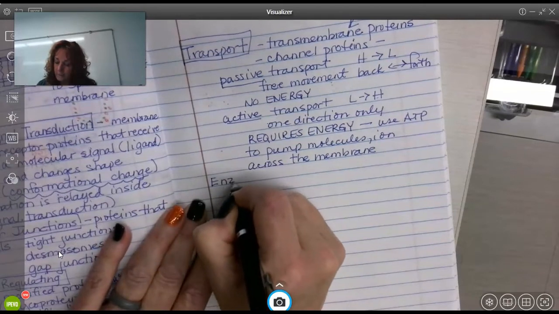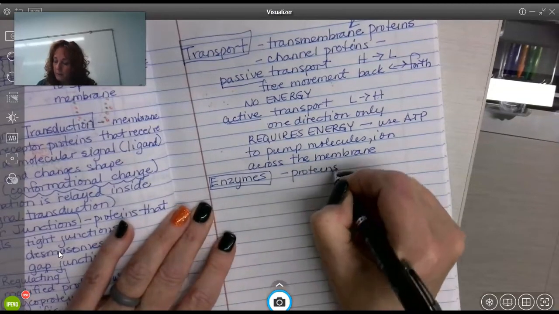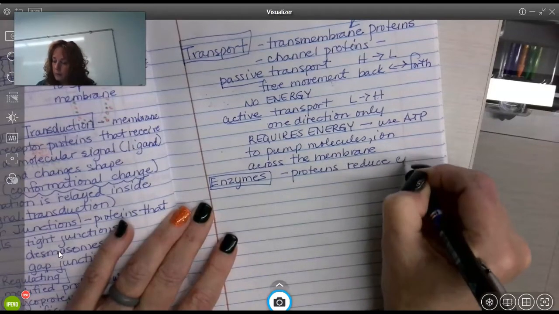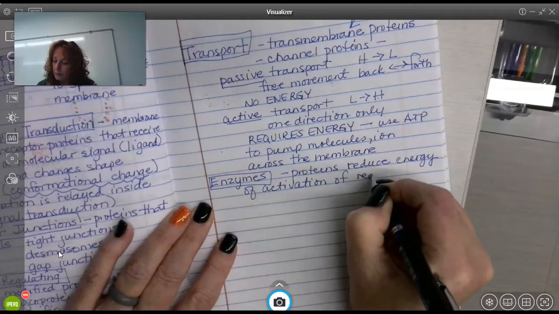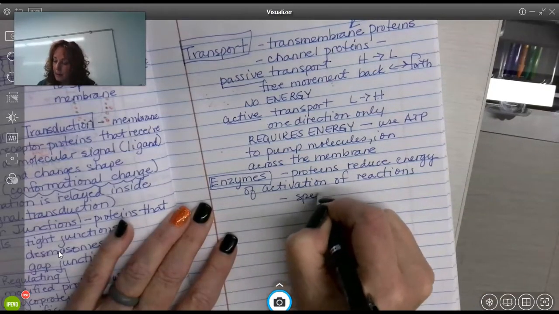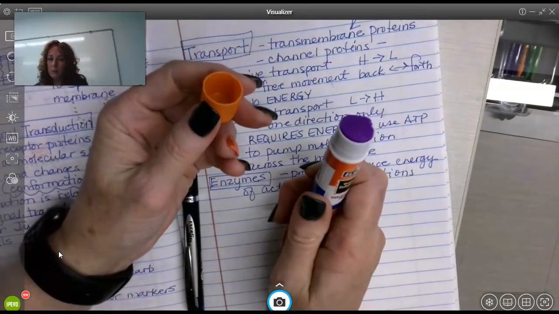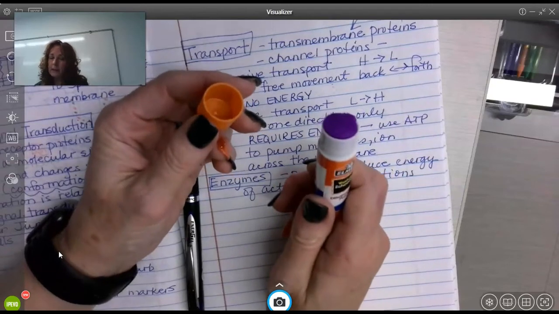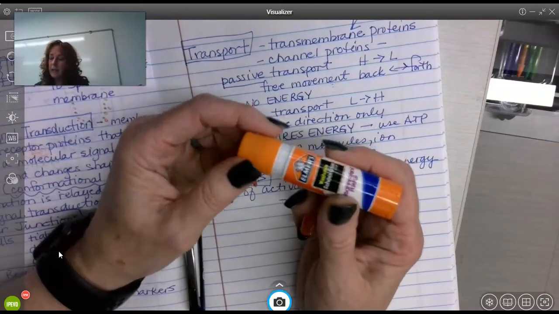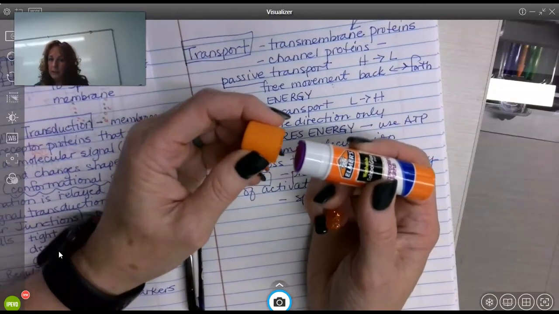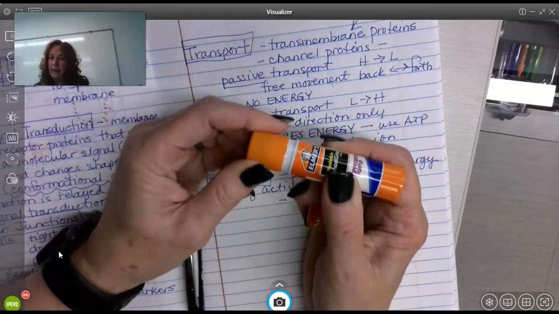The next one would be enzymes. These are proteins that are going to reduce the energy of activation of reactions. What that means is they're going to speed up reactions that would already occur. So I always think about it like this. If somebody walked around with the cap and I walked around with the actual glue stick, eventually at some point we would meet like this. Who knows how long that would take? Like ridiculous amounts of time. So an enzyme brings the two pieces together that would need to come together and puts them in proximity. That's reducing the energy of activation so that what would naturally happen anyway happens much quicker.